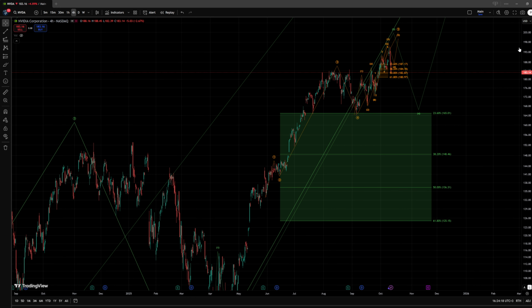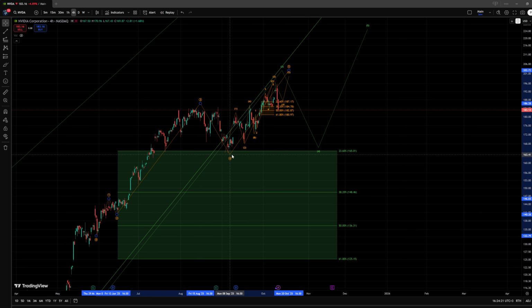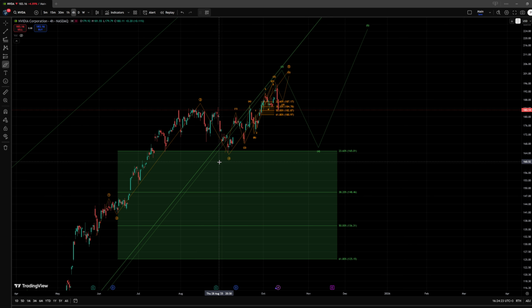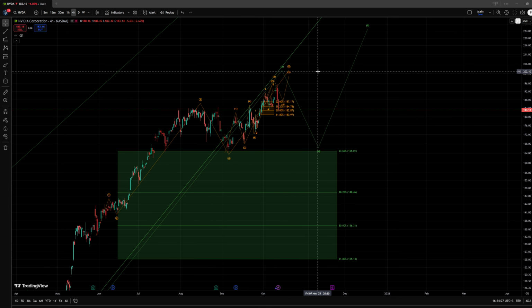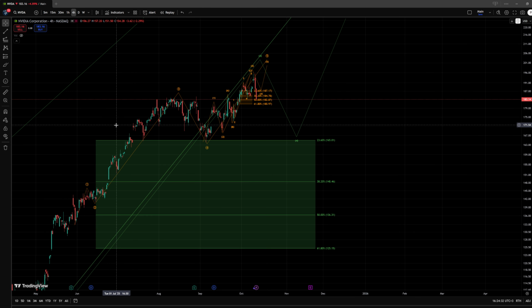And here we had our wave 4 bottom, we had a support zone for that, and any of you who used it would have found great success in this push to the upside. We had a significant amount of profits available to be taken in this area.